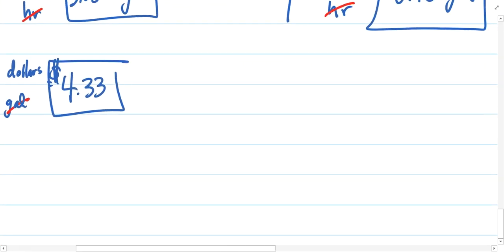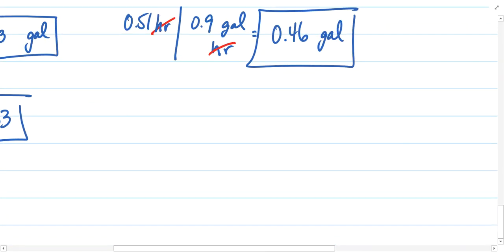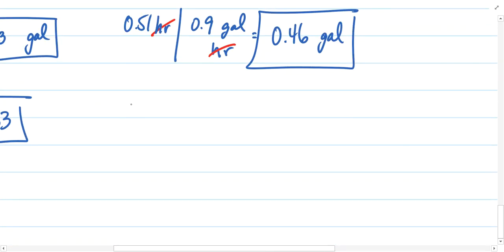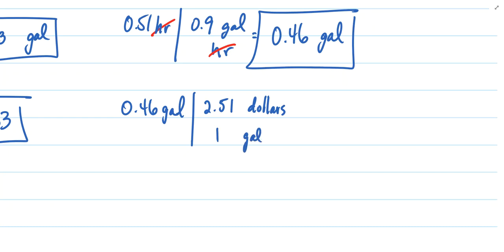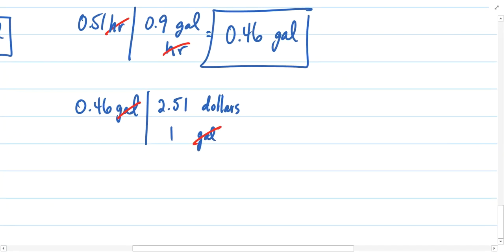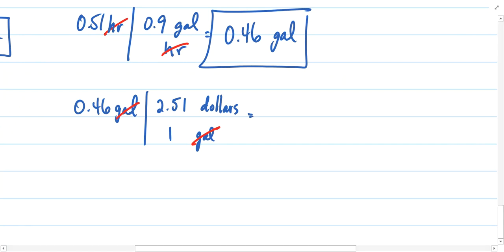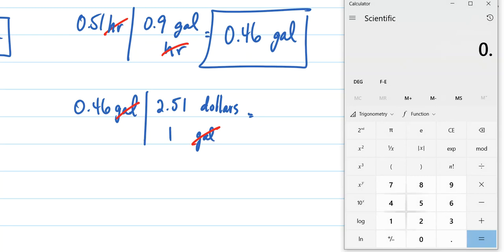$4.33. For diesel fuel, on the other hand, now that's going to cost a little bit more, even with the oil price war going on right now. 0.46 gallons. It's cheaper than it has been recently, but diesel fuel still costs, at least at my gas station, $2.51 per gallon. Now, this T-chart is set up so that we can cancel the gallon units, and 0.46 times 2.51 is $1.15.